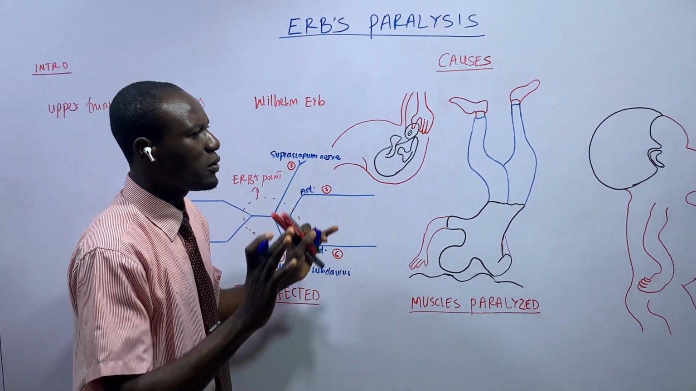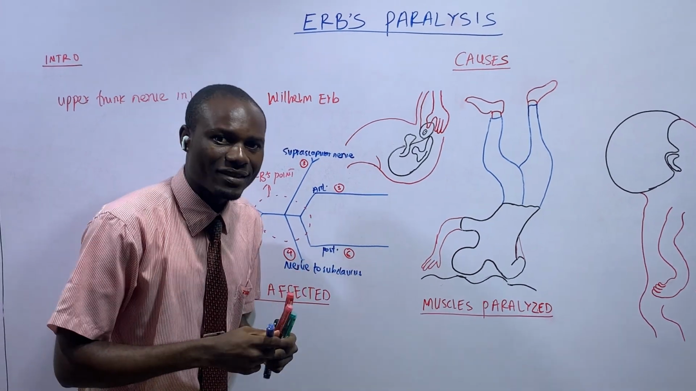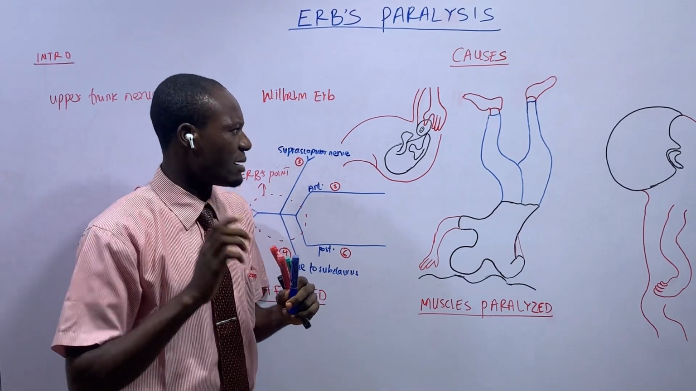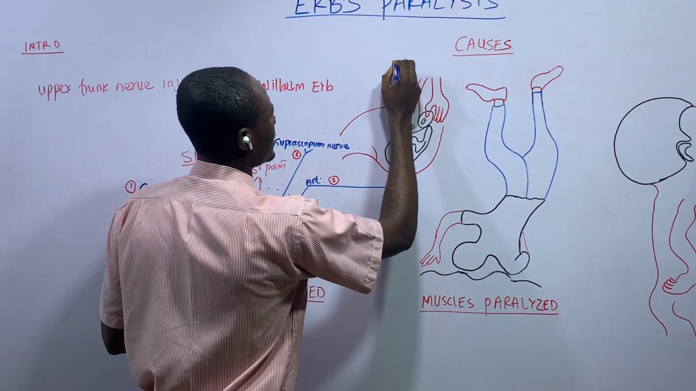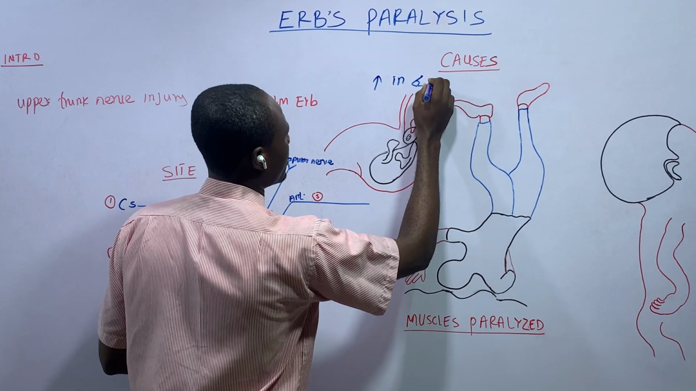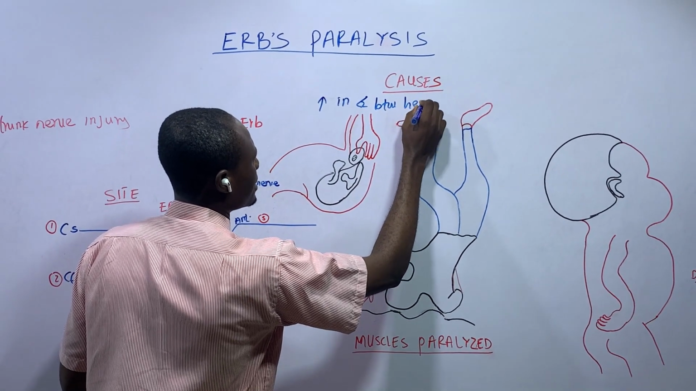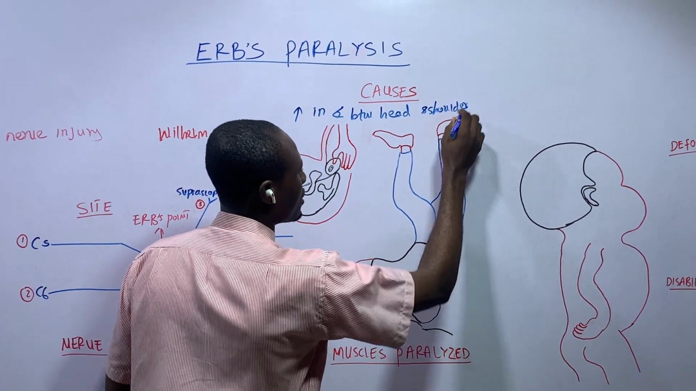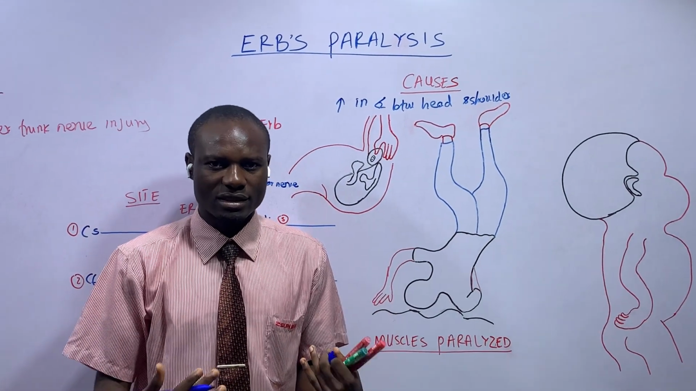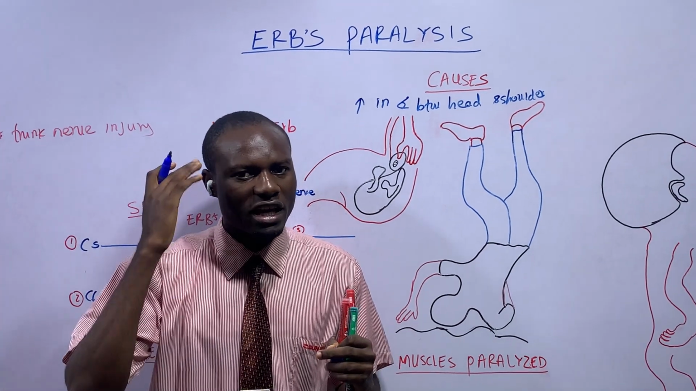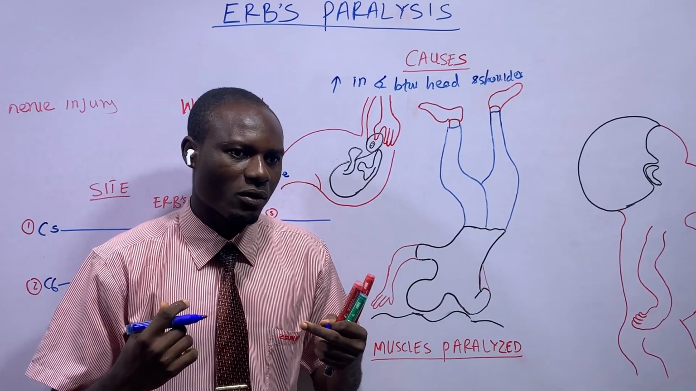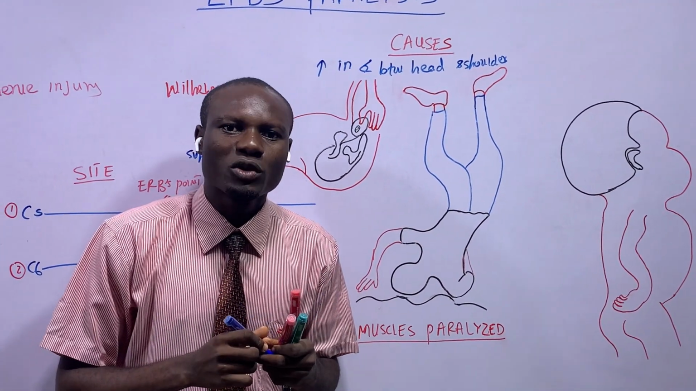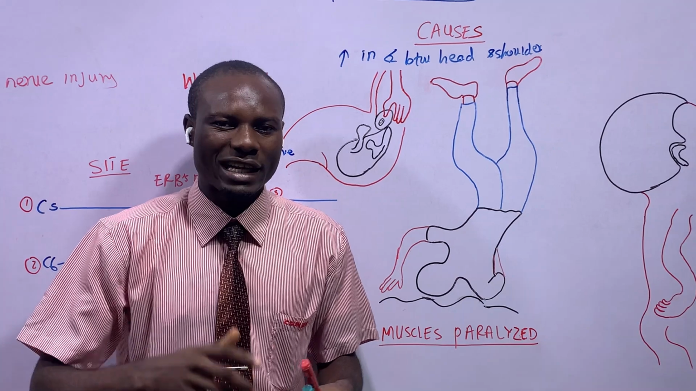So the simple explanation is that when there is an increase in the angle between the head and the shoulder, that is what causes Erb's paralysis. So the cause is an increase in the angle between the head and shoulder. If the angle between the head and the shoulder is increased for any reason, it predisposes to an upper trunk nerve injury known as Erb's paralysis.